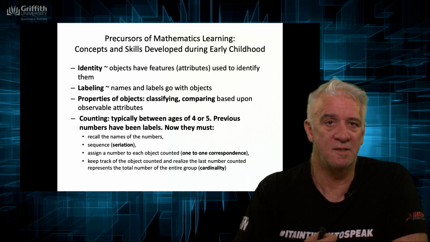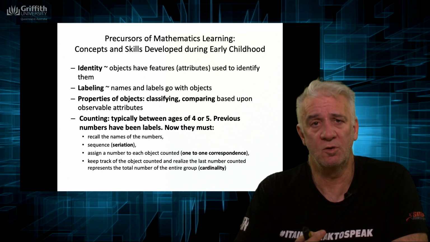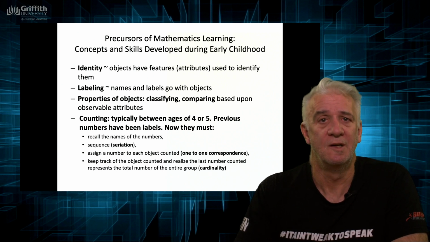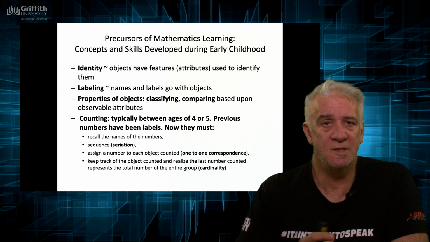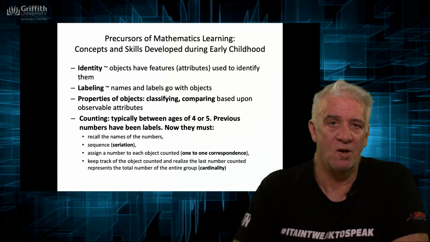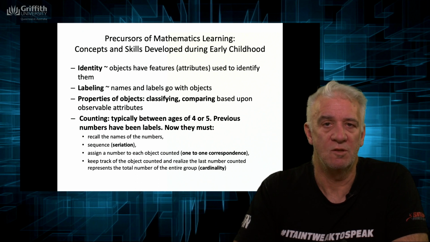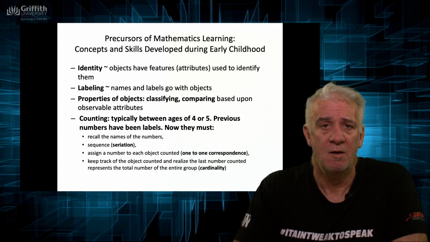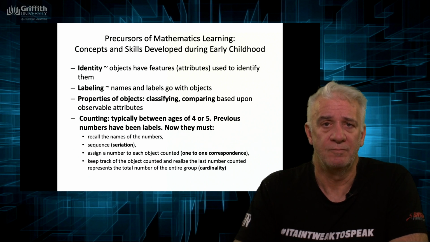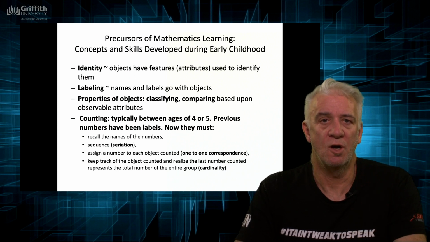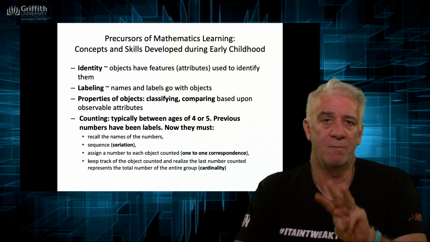The second thing is the sequence of numbers, sometimes called seriation. Okay, that 4 comes after 3 and before 5. They're not just a random sequence, they actually have an order. And then the third part is about assigning a number to each object. So what we call one-to-one correspondence. You would have done this in Mathematics 1. But when you have one bead or something, the number 1 is assigned to that. And when you have 2, the number 2 goes with that. And when you have 3, the number 3 goes with that.